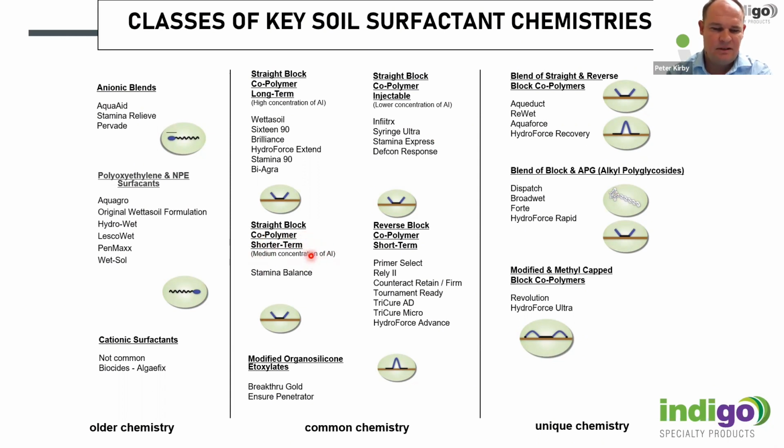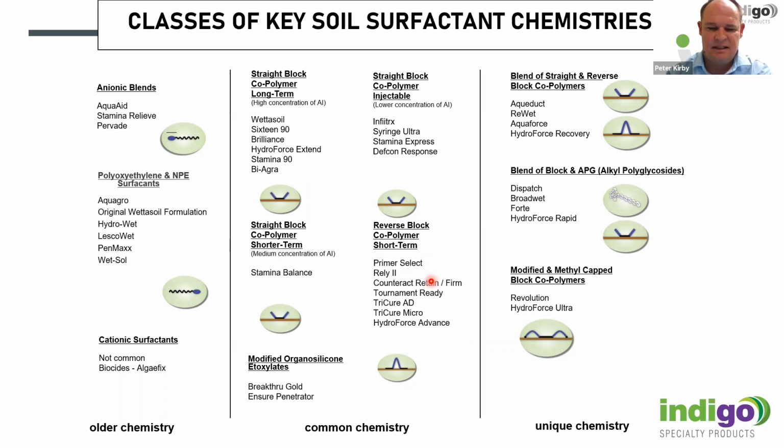So again, a little bit less than these really highly concentrated block copolymers, but basically used on a monthly basis to build levels up in the profile. And then we have reverse block copolymer technology, which I'll talk about more, but that's where a lot of the newer technology being developed now is being aimed. Although they've been around for quite some time, these products are quite efficient in holding moisture in the soil profile, and I'll explain that a little bit more later.